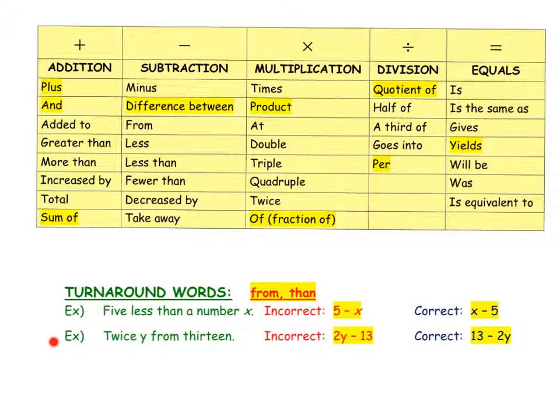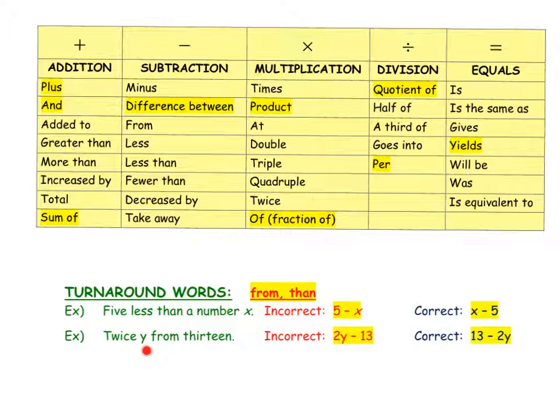Now down here we have what we call turnaround words. Turnaround words means that you're going to switch the order of the phrase. And the turnaround words are from and than. So an example would be if you see 5 less than a number x. Well, you have than in this. Less than means you're not going to take 5 and subtract x. 5 less than a number x, you're going to actually switch that into x minus 5. So you want to watch out for what I call switch words or turnaround words.